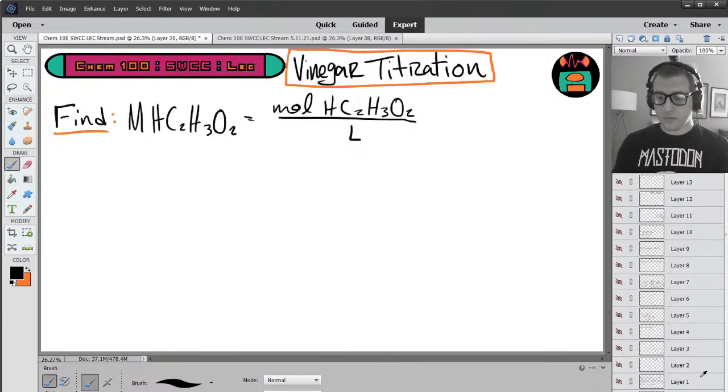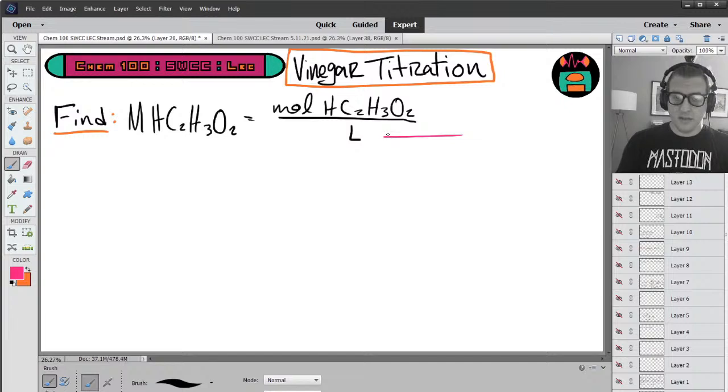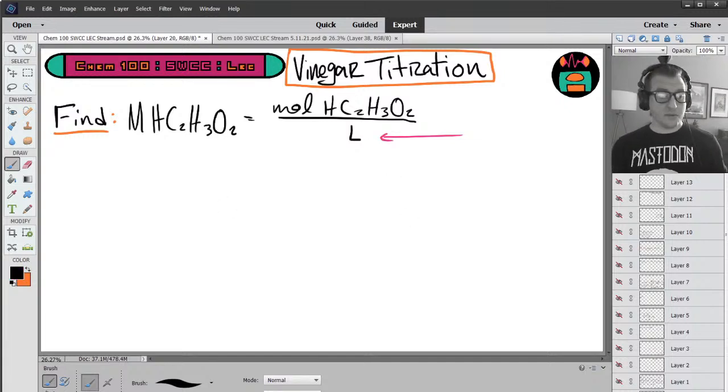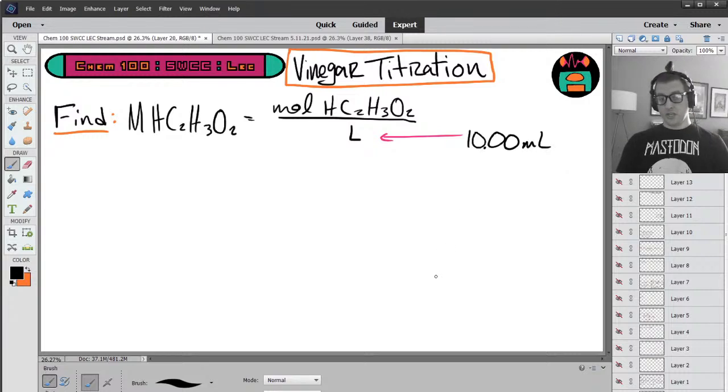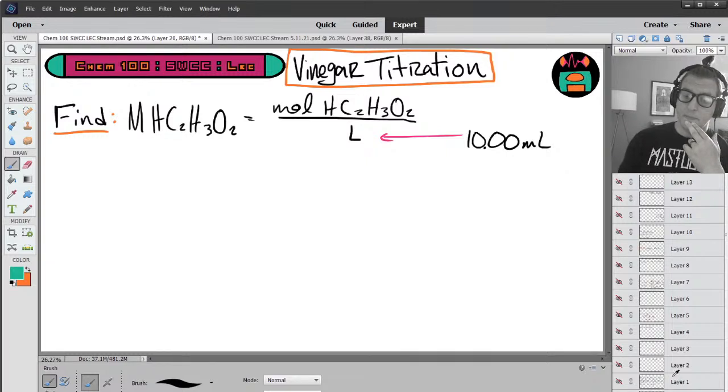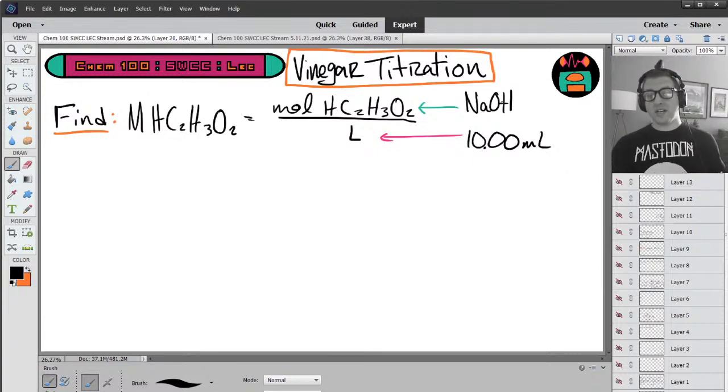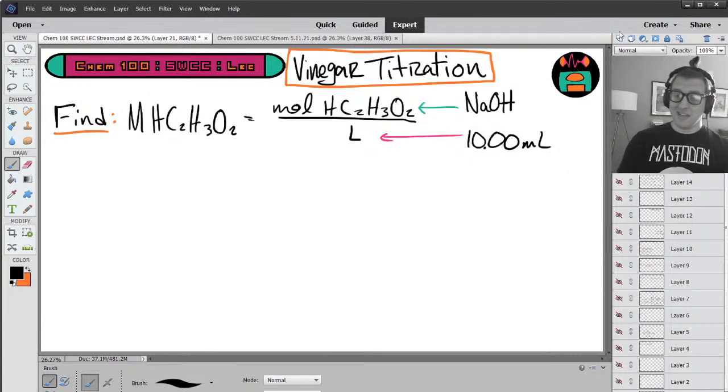Now, we're told what volume of acetic acid was used in this titration. We're told that 10.00 milliliters was used, right? Again, we have to do a unit conversion there. But that's where the denominator comes from. The numerator is going to come from the reaction of acetic acid with sodium hydroxide, and we're going to need a balanced chemical equation before we can do that calculation.